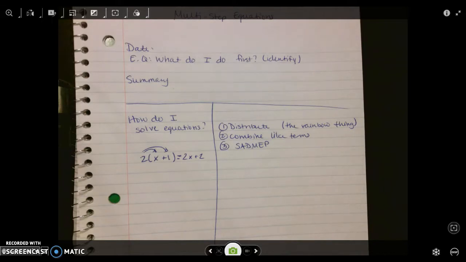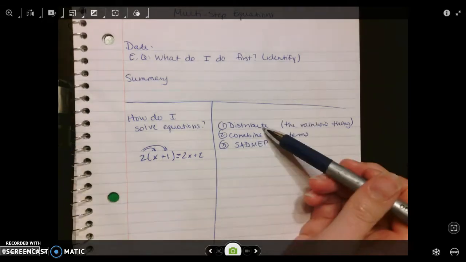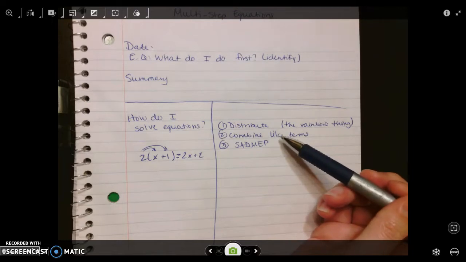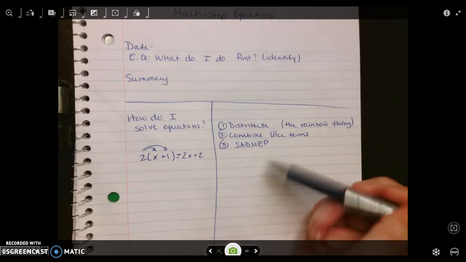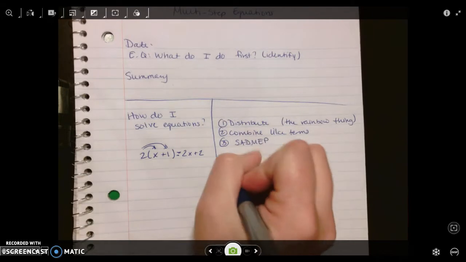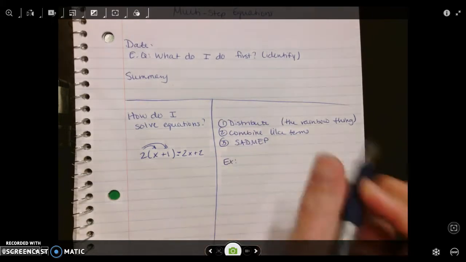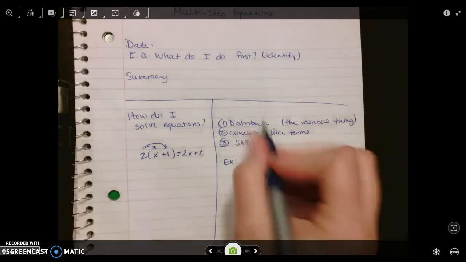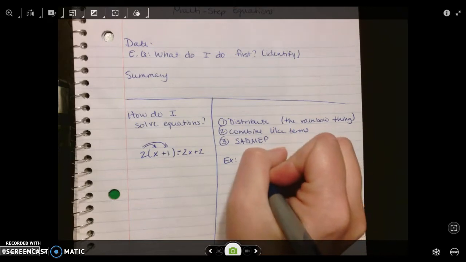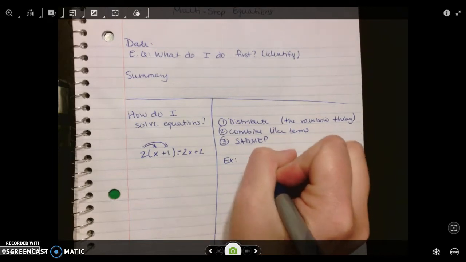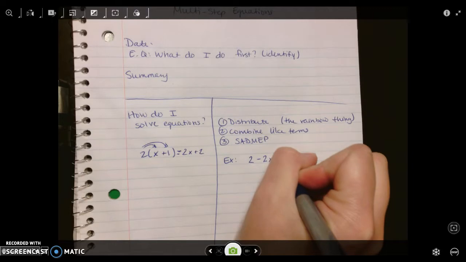So we just got to make sure that we always have that as our habit. That first we got to take care of that. Then we want to make sure we combine any like terms, and then we just solve using SADMAP. So I'm actually just going to go through two different examples here, just to kind of reinforce the idea of what we're doing.